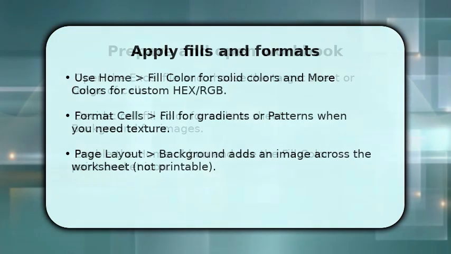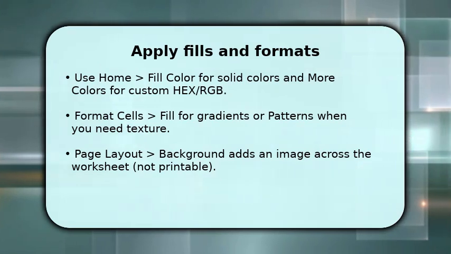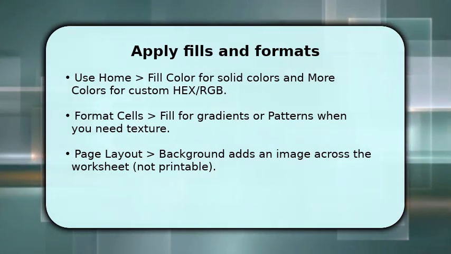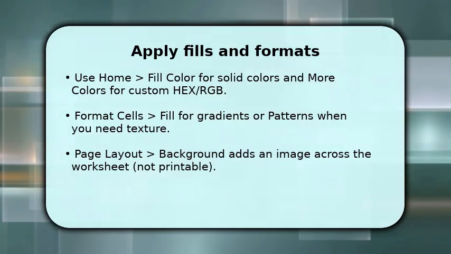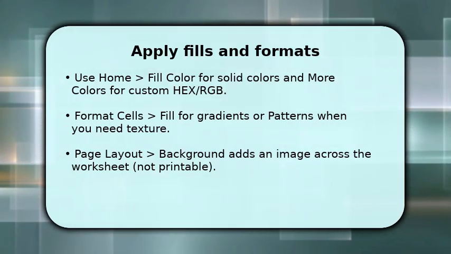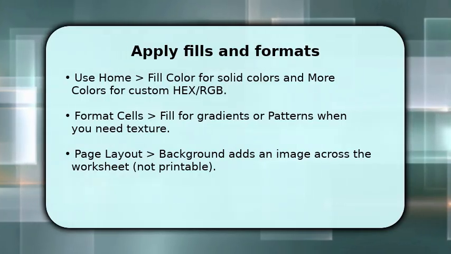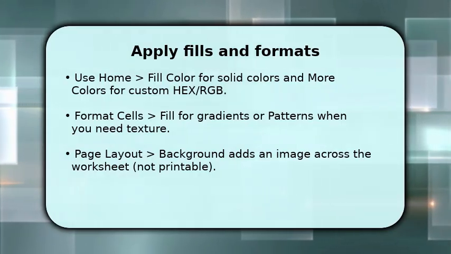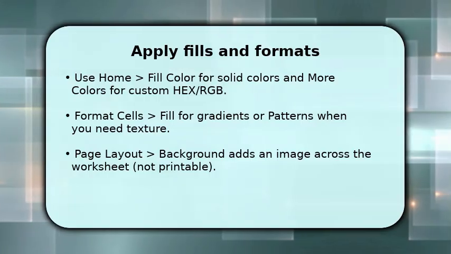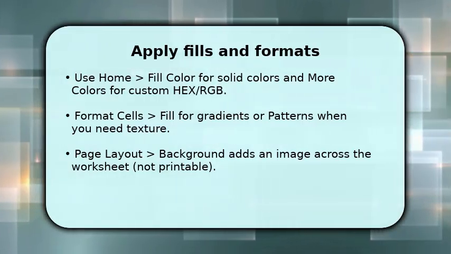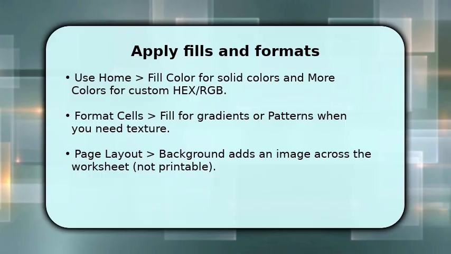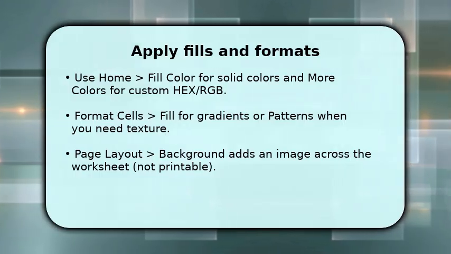Now apply the color. With cells selected, click Home, then the Fill Color icon and pick a swatch. Use More Colors to enter RGB or HEX for brand accuracy. For gradients or patterns, open Format Cells, choose the Fill tab, and set pattern style and foreground/background colors. If you want an image behind everything, go to Page Layout and choose Background. Note that image backgrounds aren't printable and behave differently than fills.